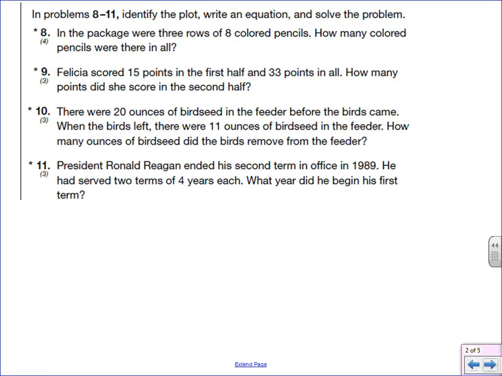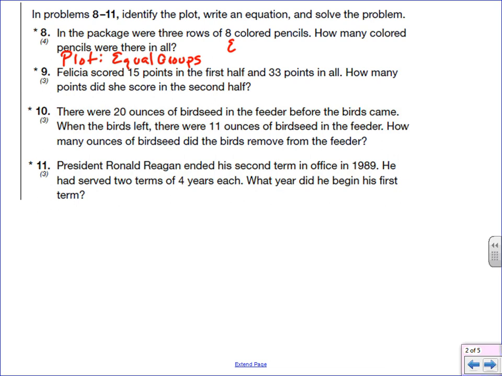In problems 8 through 11, it says identify the plot, write an equation, and solve the problem. In the package were 3 rows of 8 colored pencils. So the plot for this one is equal parts, or equal groups, excuse me. And that's from lesson 4.